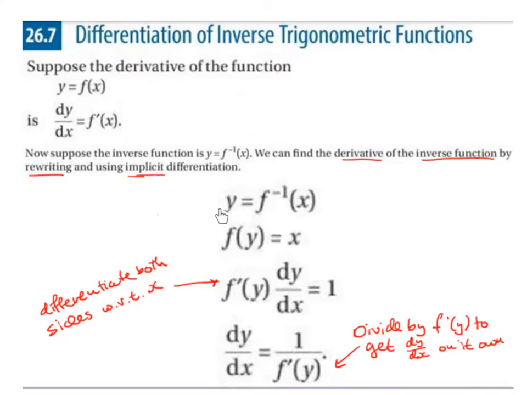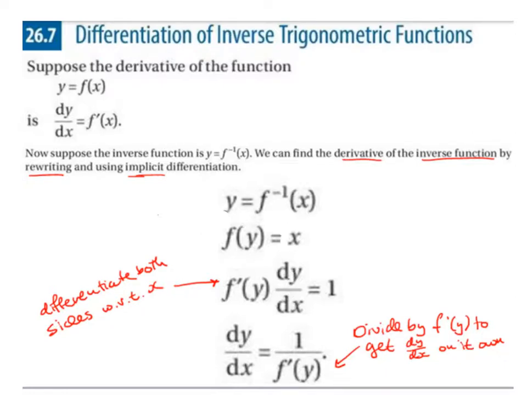So if we have y equals the inverse function of f of x, then applying the function f to both sides, we'll end up with f of y on the left, and the inverse function of f and the function f will cancel out, and we'll be left with x on the right. So we have f of y equals x, so f prime y dy/dx is going to be equal to 1, because we're going to differentiate both sides with respect to x. So since we don't have an x on the left, we stick on a dy/dx.